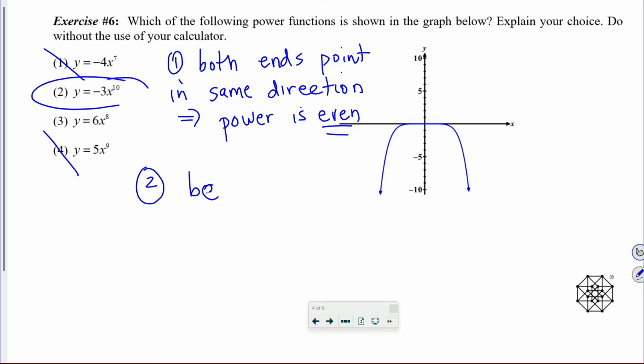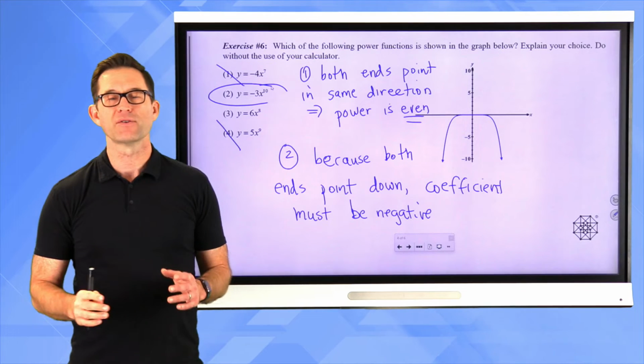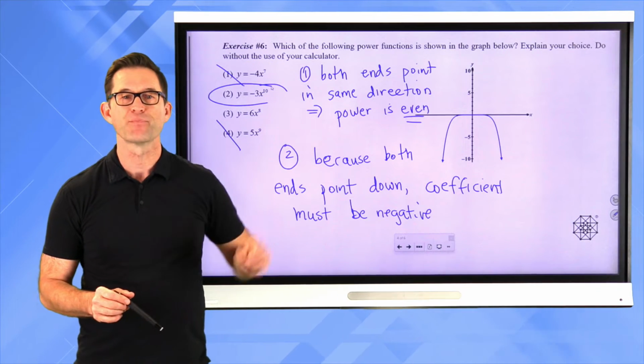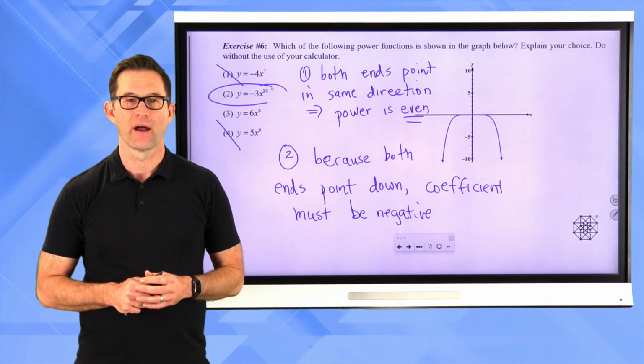because both ends point down, coefficient must be negative. And of course, you could easily check that by graphing on your calculator, but we wanted to make sure we could do this without the calculator so that we truly understand both how the exponent affects the nature of the graph and how the coefficient affects the nature of the graph.